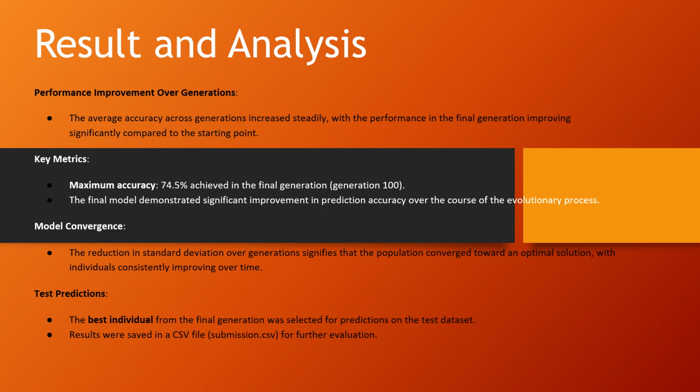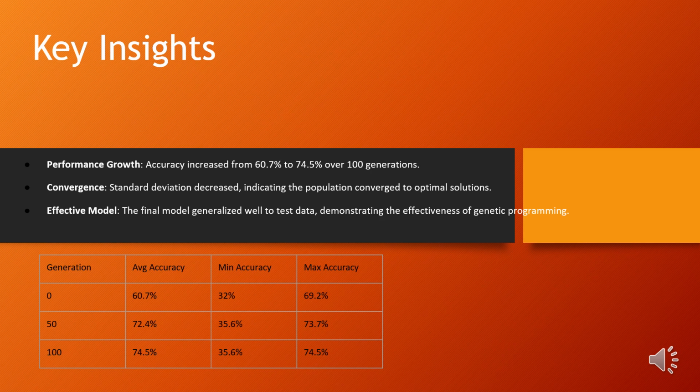We also observed a reduction in standard deviation across the generations. This indicated that the population was converging towards an optimal solution. The best model from the final generation was selected for evaluation on the test dataset. Finally, the predictions made by this optimized model were saved in a submission CSV file for analysis and evaluation. This is Harshita, and I'll now continue with the next part of the presentation.